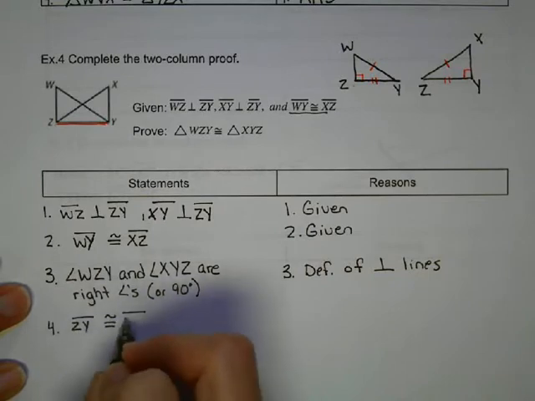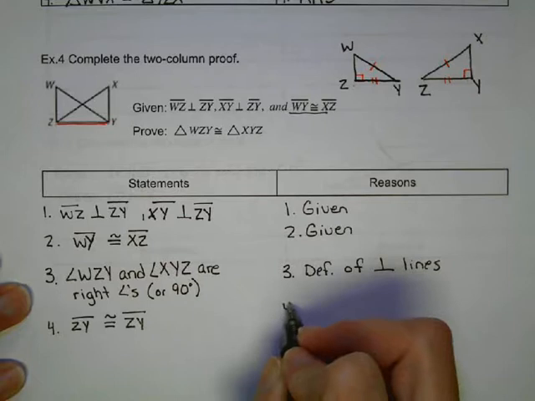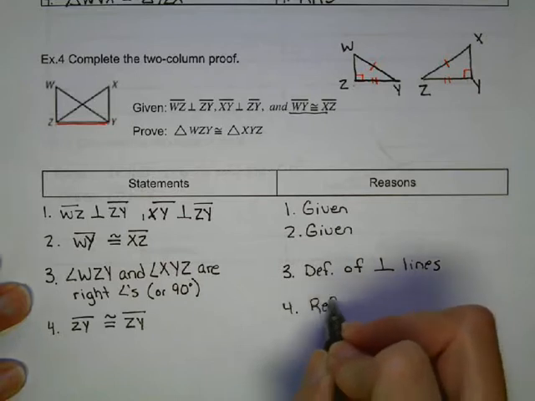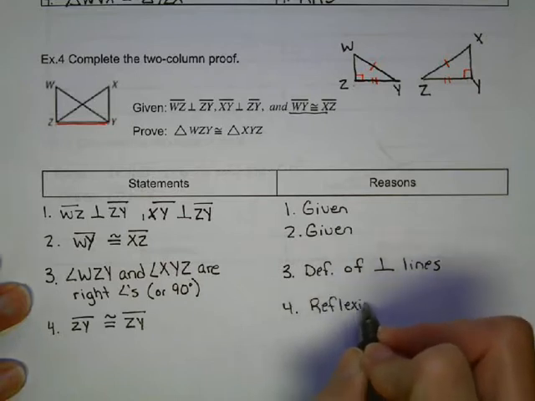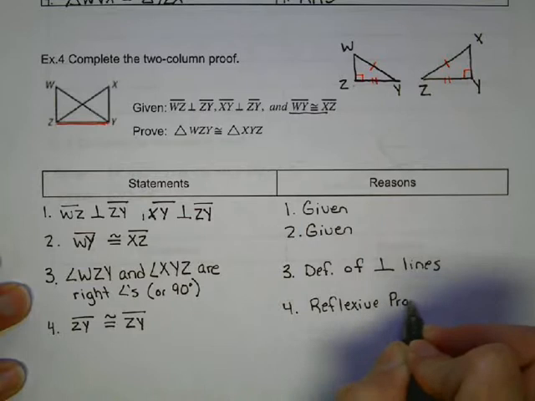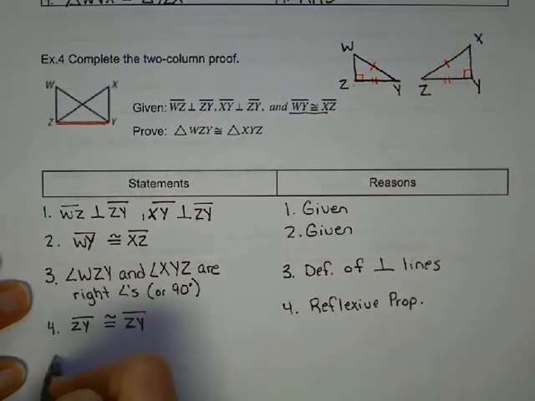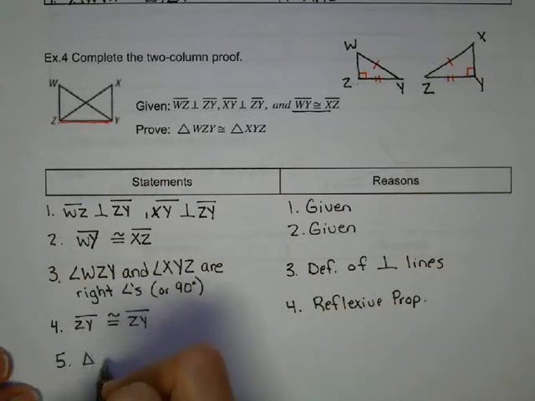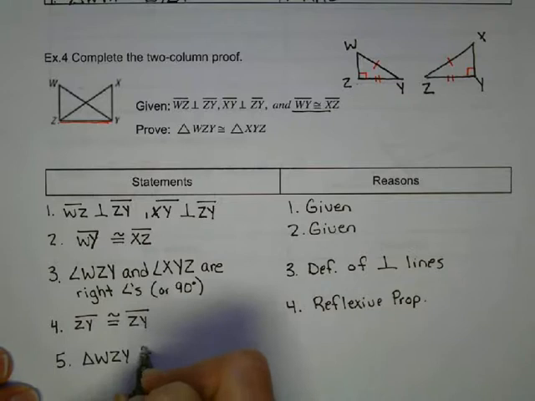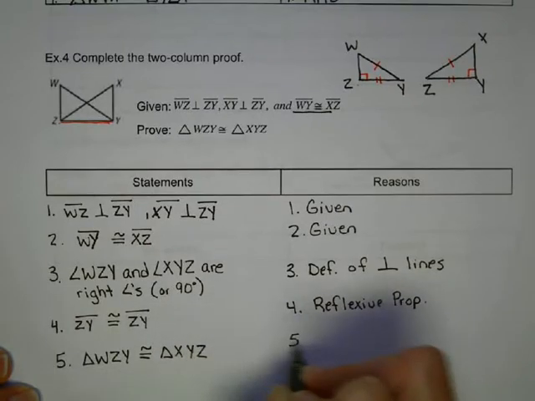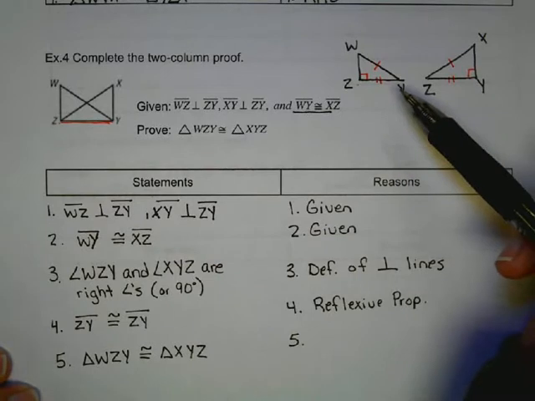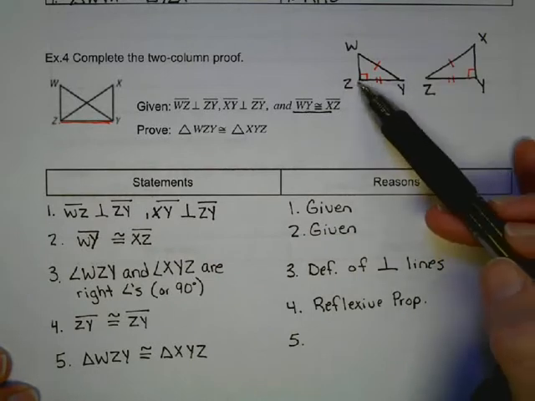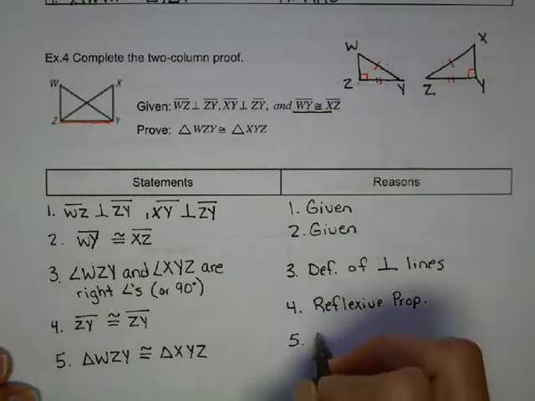And anything that's congruent to itself, a shared side, is called reflexive property. Okay, I think I have enough information now to say the two triangles are congruent. And if you look at these individual pictures over here, we have a right angle, we have hypotenuse, and we have a leg. So this is HL, hypotenuse, leg.